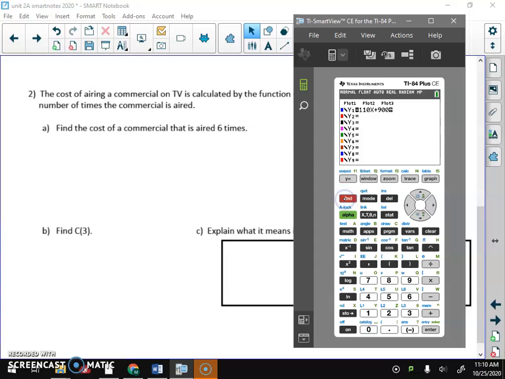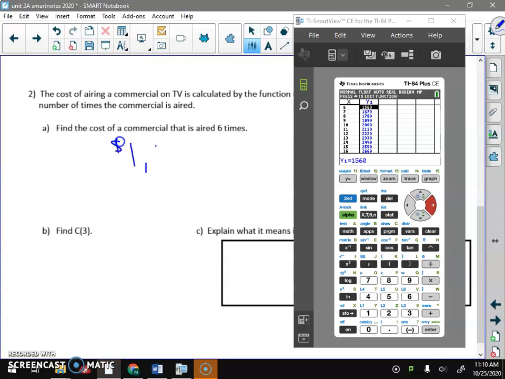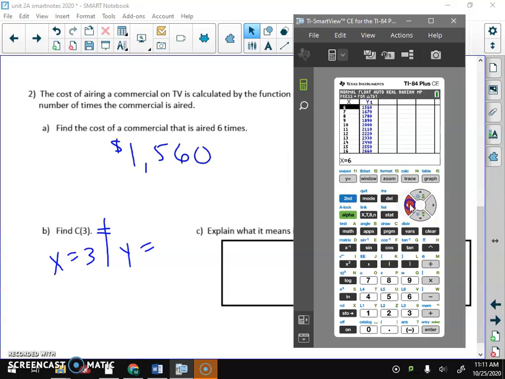And again, you might have known what to do on your calculator or without your calculator even, but I know what that means. Black is the number of times a commercial airs. Blue is cost. So it would cost a lot of money. $1,560. Let's go to C of 3. If I wrote it in the more mathy way, we're good about this as well. X equals 3. What does Y equal? I got to go up a couple times. Right there. 1230.